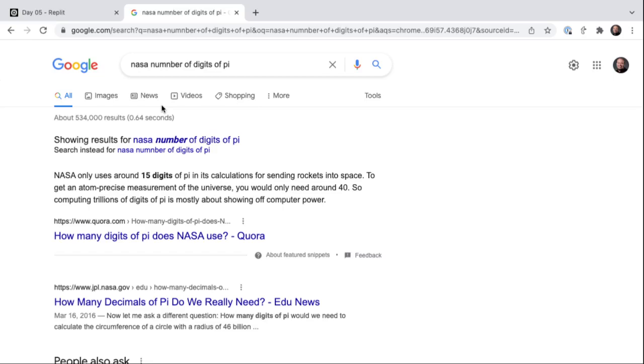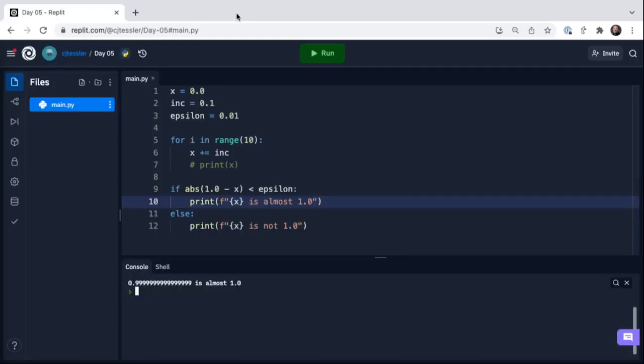Anyway, I thought that was interesting because you would think something as big as the universe would need more than 15 digits, but you know, God must have known what he was doing. It's like, fine, they're imperfect, they only need 15 digits. They'll be able to get around with that. Anyway, thought that was interesting.